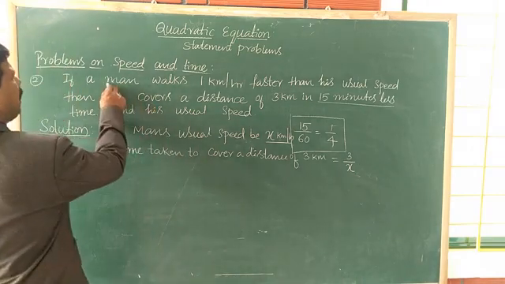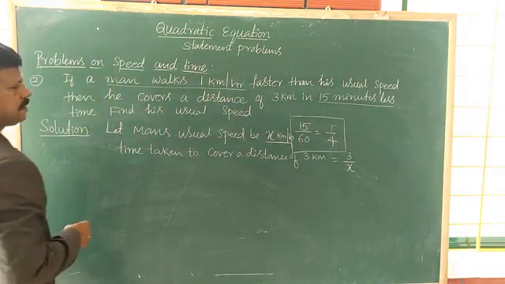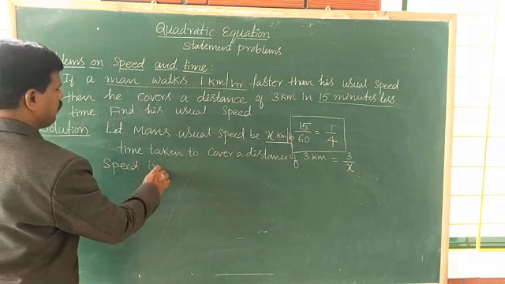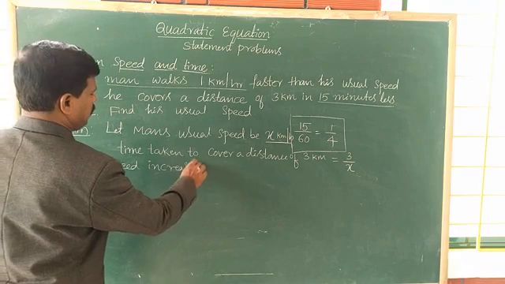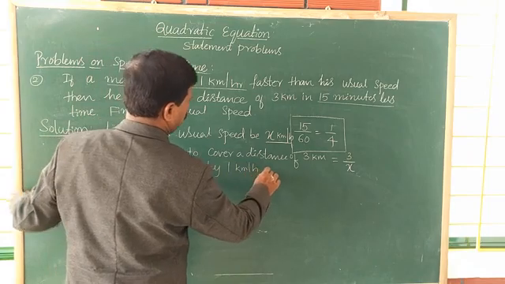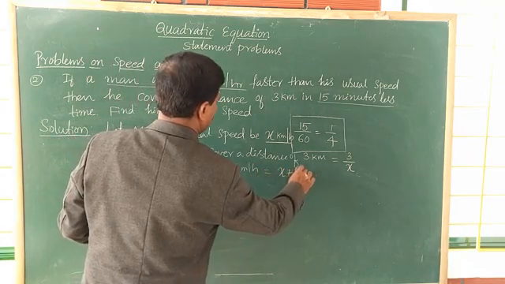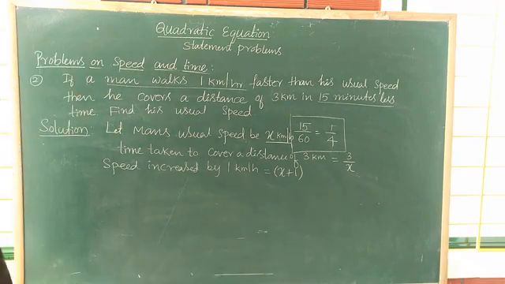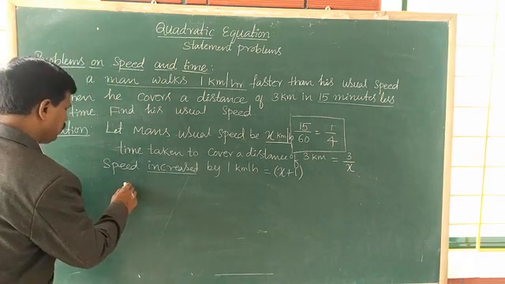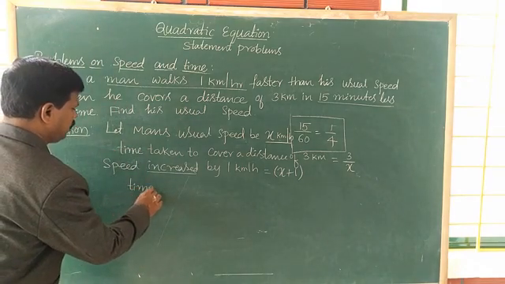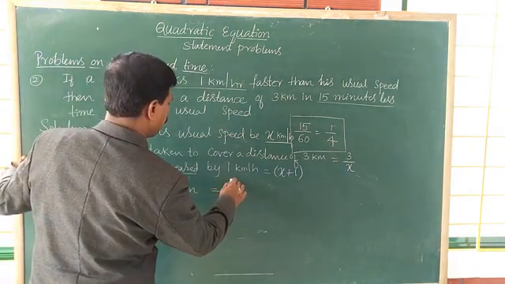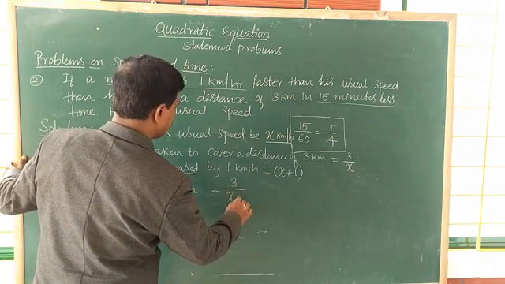Now, man walks 1 kilometer per hour faster. Now, speed increased. Speed increased by 1 kilometer per hour. That is x plus 1. This is the increased speed. Now, for increased speed, time taken equals 3 by x plus 1.